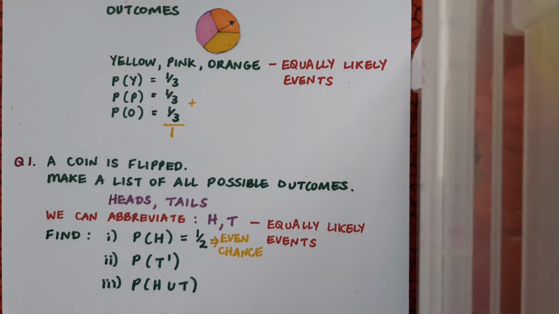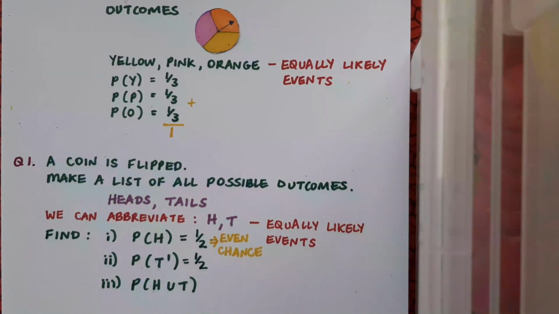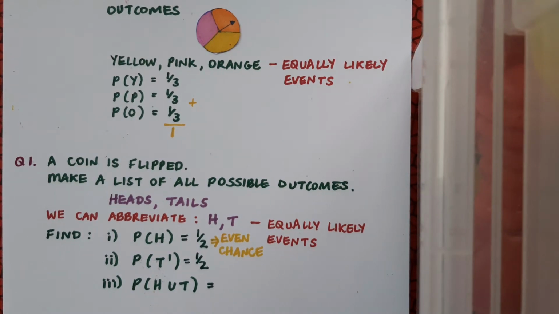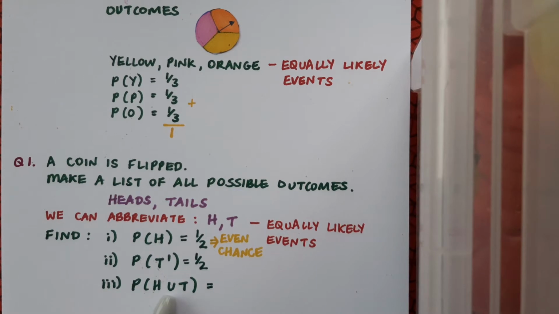Next, we have some notation. So we've got the probability of T complement. That's the same as saying the probability of not flipping and getting a T, not getting tails. Well, that means we're getting heads. So again, it's 1/2.